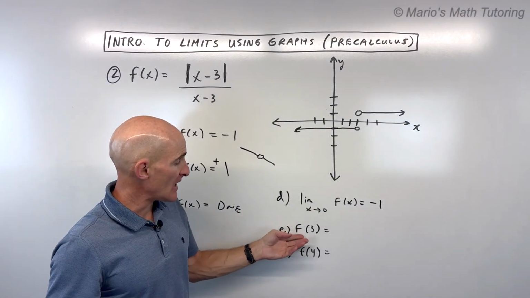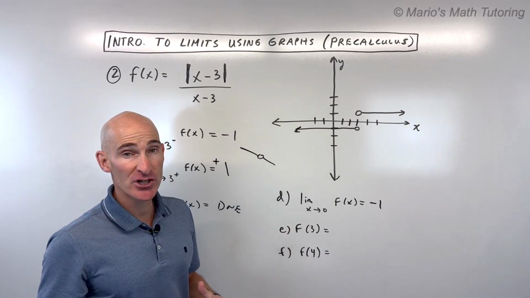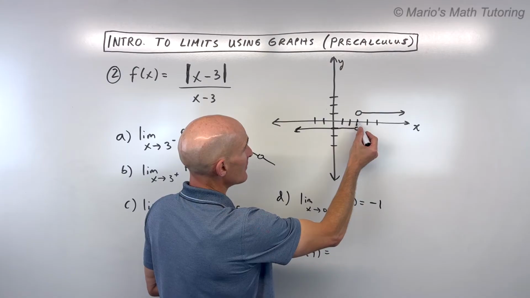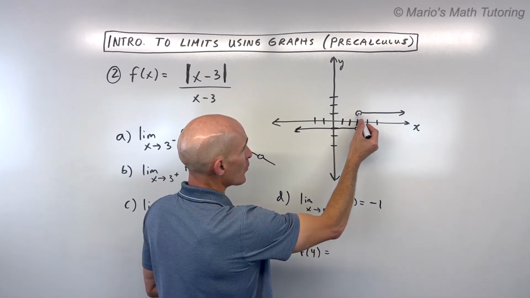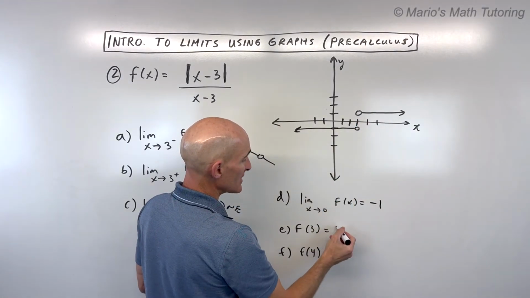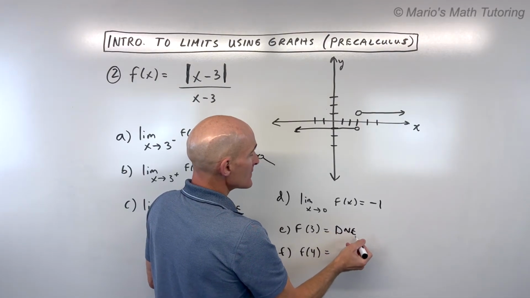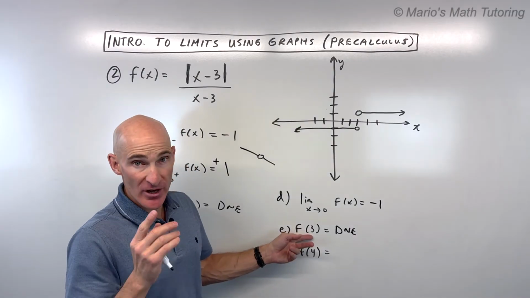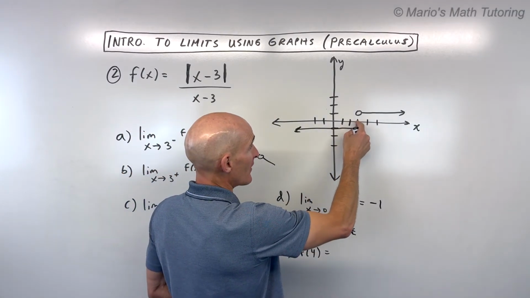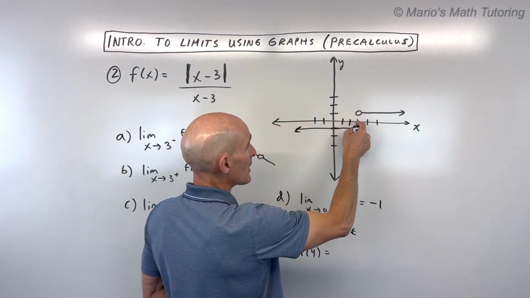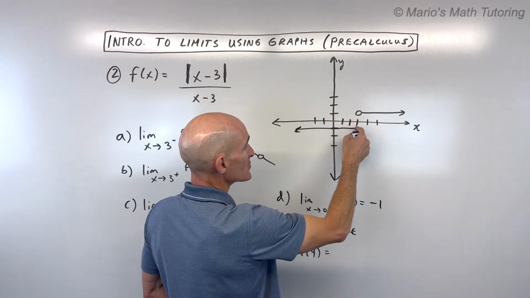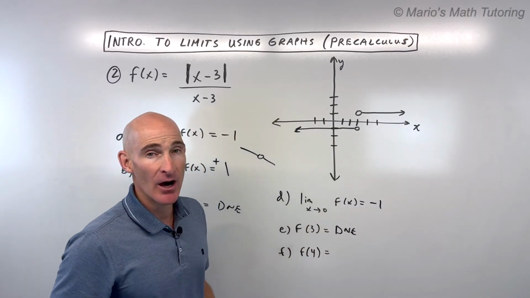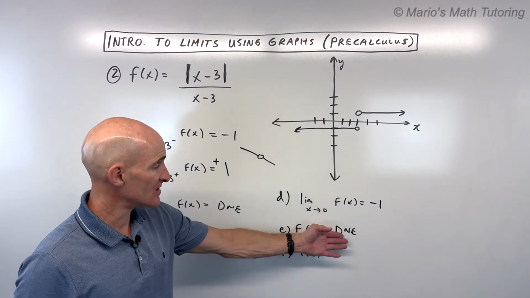Okay, now for letter E, f of 3. Now this is talking about our function notation. This is our x value of 3. If I put 3 into my equation here, what's my y value? Well, you can see there really is not a y value. See, limits, we get really close, right? F of 3, we're talking exactly at x equals 3. So if this was a closed circle, I would say, oh, the y value is 1. Or if this was closed, oh, the y value is negative 1. But right at x equals 3, there is not a corresponding y value. So this does not exist.